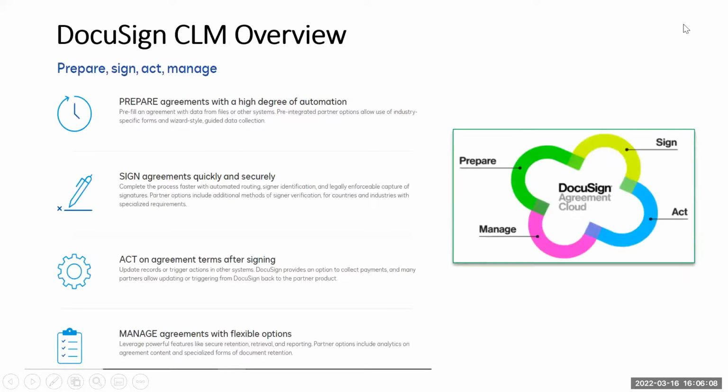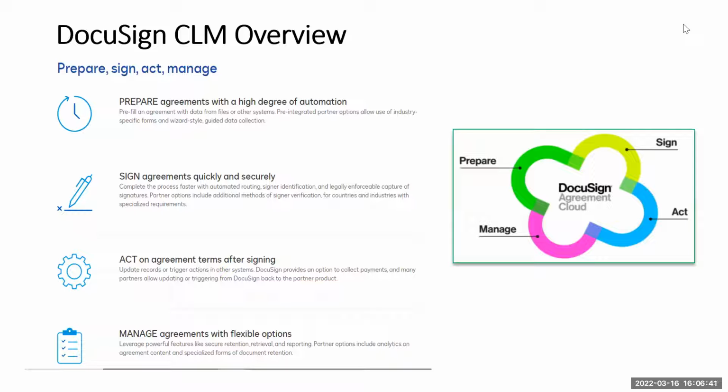So, DocuSign CLM overview. DocuSign has four pillars: prepare, sign, act, and manage. What does each pillar mean? When we say prepare, it allows the user to optimize, digitize, and speed up the creation of the contract, drafting the contract, sending it for review, and sending it for internal approval. All of that can be sped up using the functionality of DocuSign.